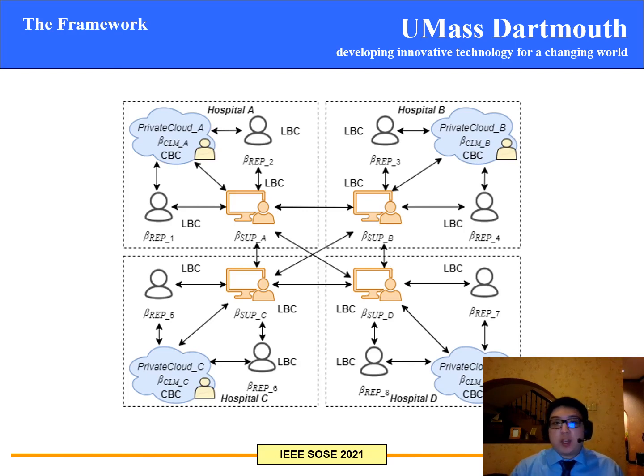As seen on the figure, regular peer agents and super peer agents manage a copy of a light blockchain or LBC in their local machine, while cloud manager agents manage a copy of the cloud blockchain or CBC. Regular peer agents communicate with their respective super peer agent and cloud manager agent to submit new records as well as to access data stored in the blockchains respectively.